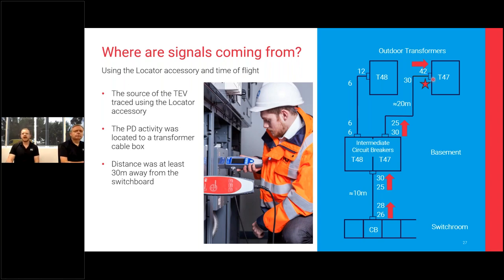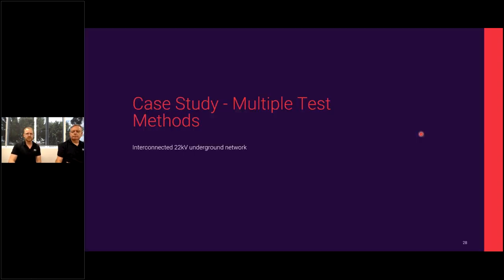And so if you didn't have this frame of mind where TEV signals travel and you need to track it down, you might think we've got PD in this circuit breaker here, we've got PD in this circuit breaker here, and we've got PD at this transformer, which is basically the wrong answer. You've got one source of PD and it is traveling.